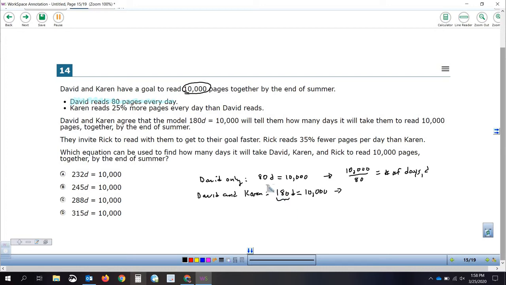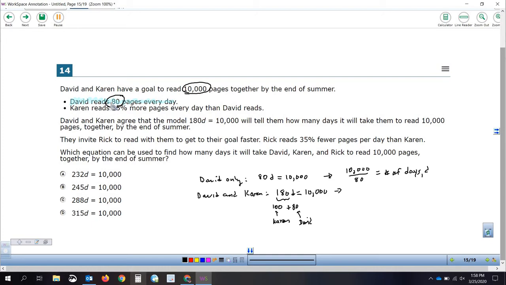How many of those pages are from David? 80. So how many of those would be from Karen? Well, 180 minus 80 is 100. So that means there's 100 for Karen plus 80 for David. So 180 is 100 from Karen and 80 from David. Now we know where that 80 came from.